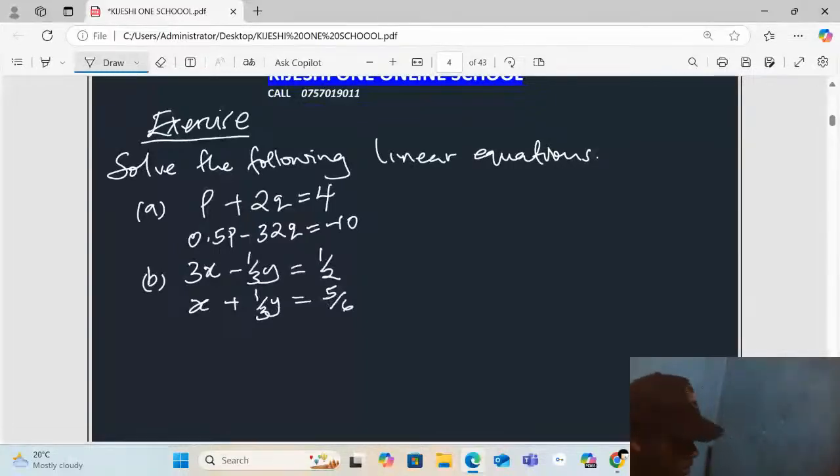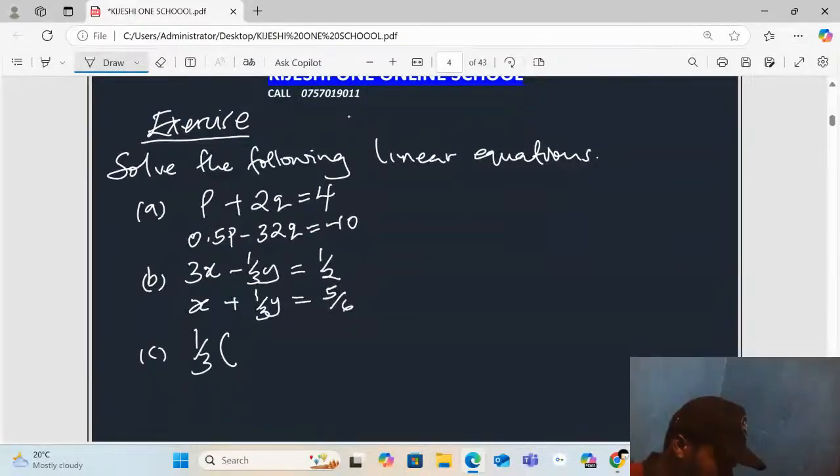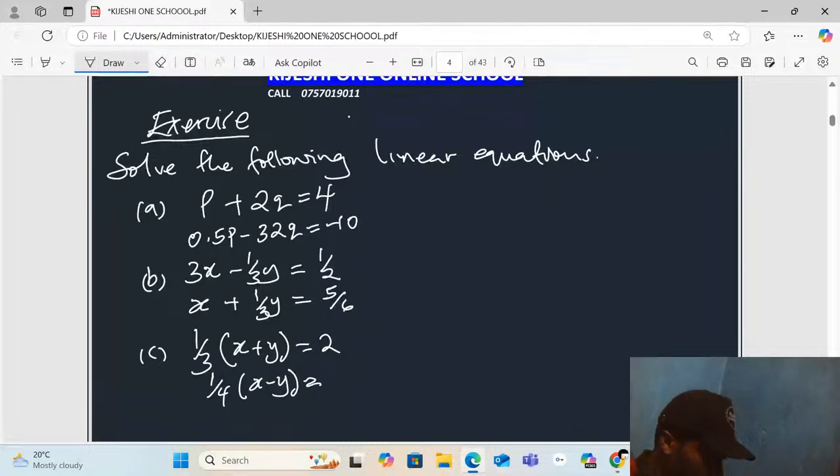Lastly is number C. These are easy. A third into x plus 3, x plus y. Then we have 1/4, that is a quarter, into x minus y equals 1. So that is it. We shall work them out, and then we shall look at them in the first 10 minutes of tomorrow's class.